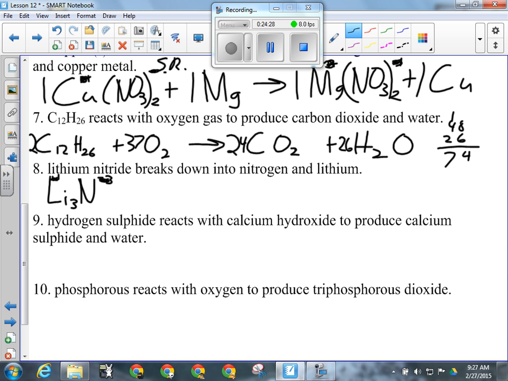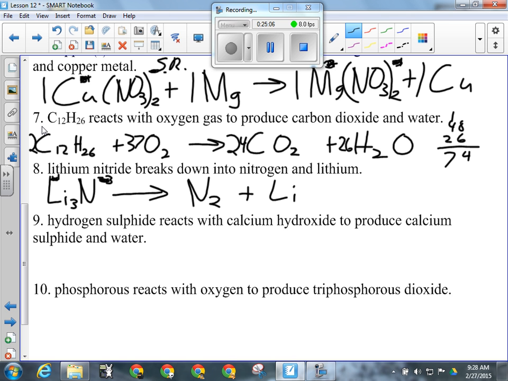Yep. Carbon dioxide. Yeah. No, 2 times 12, right? Yeah, that's okay. All right, so lithium nitride breaks down into nitrogen and lithium. Walking around, I saw a lot of people forgot to swap and drop for lithium nitride, or forgot that nitrogen was a pair. So those are the little things. If you don't have those numbers there, you're not going to get the balancing numbers right either.